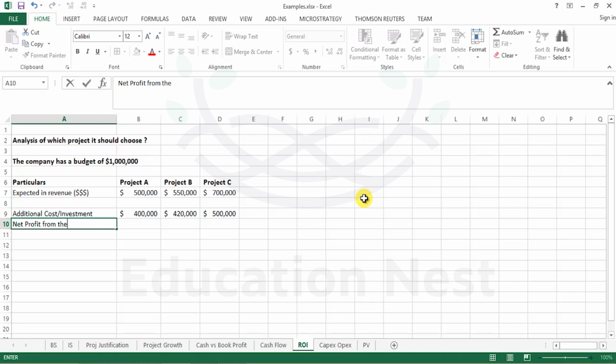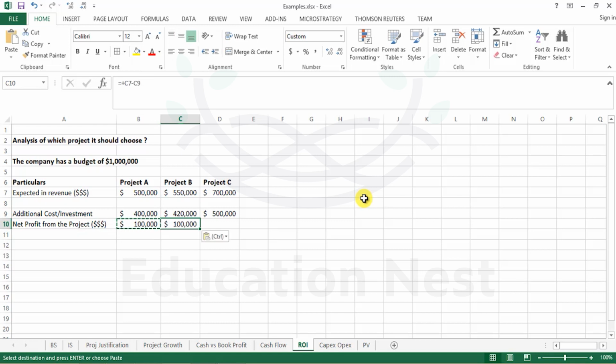Net profit from the project in terms of dollar values is going to be simple: expected increase in the revenue minus the additional cost. So sales minus the cost of the sales. Now, looking over here, you might be tempted to take up project C because that has a profitability of $200,000 compared to project B and project A, which are seriously lagging behind project C. In fact, project A has just half the profit of project C. But let's not jump to conclusions first, and understand the ROI percent on this.